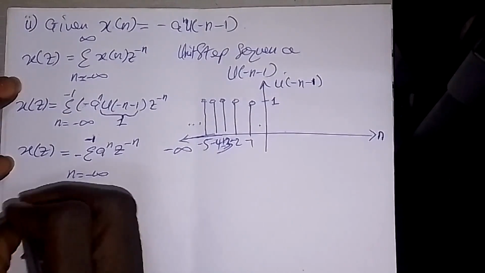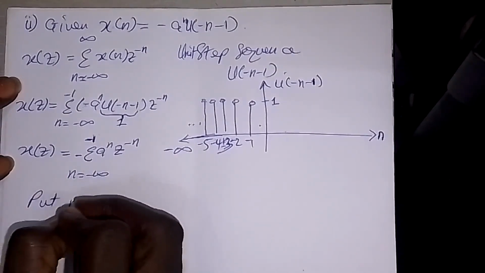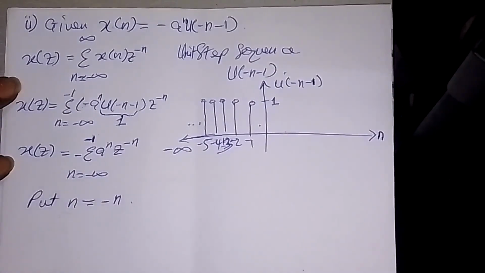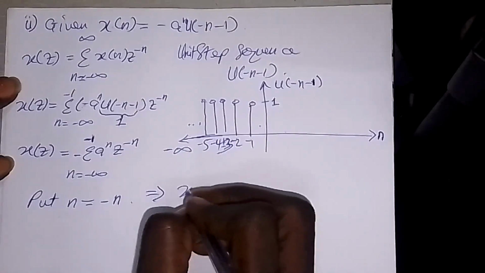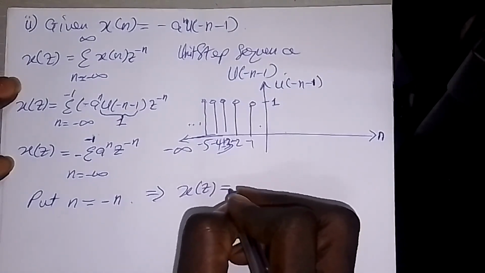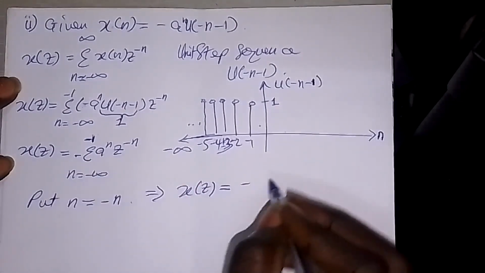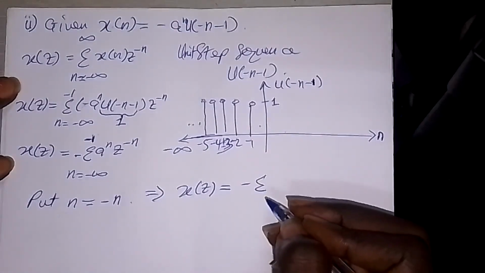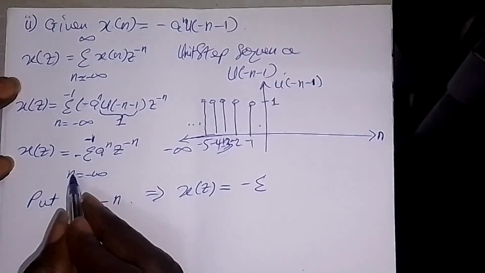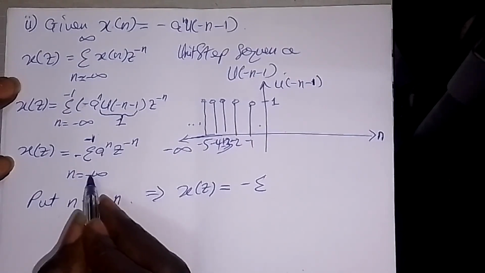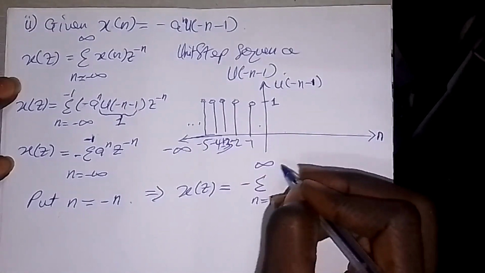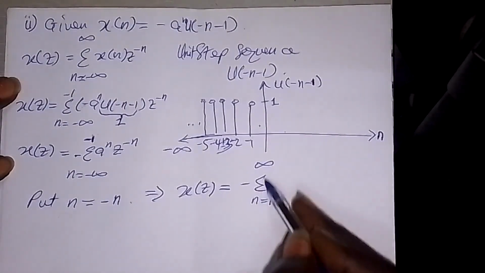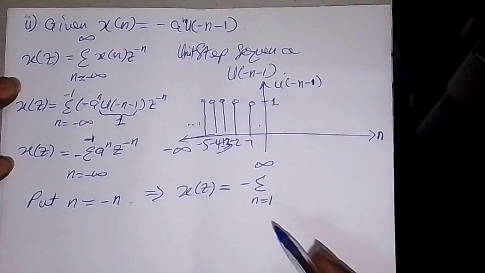Changing the limit, put n equal to minus n. So that makes my signal x of z equal to minus the summation, now I want to start my signal from 1 to infinity. So n equals 1, and then it will go to infinity. This summation will be very easy for me to deal with.